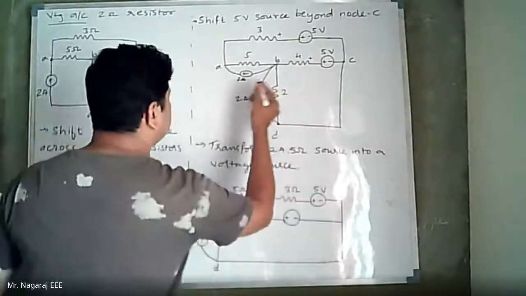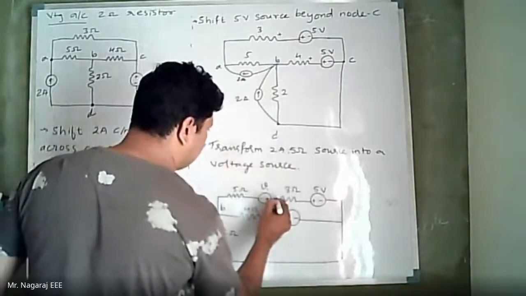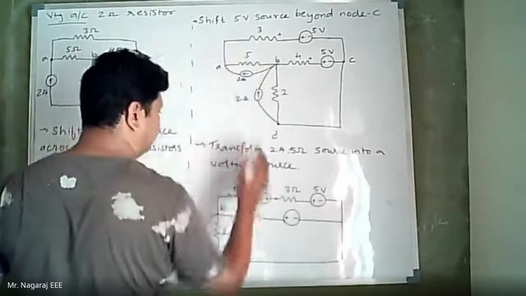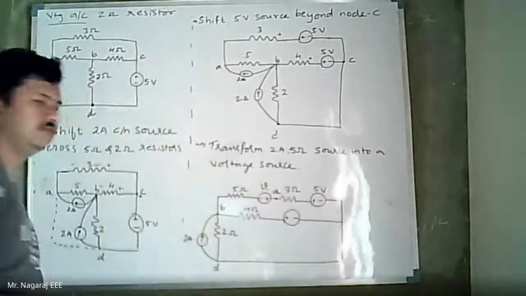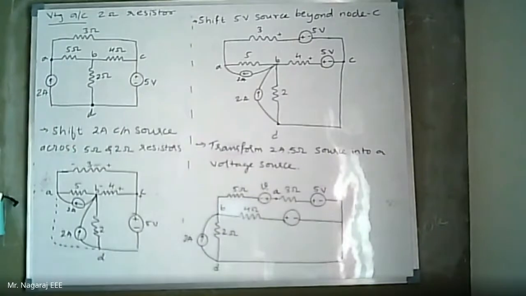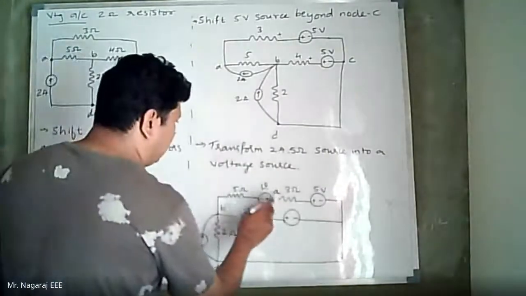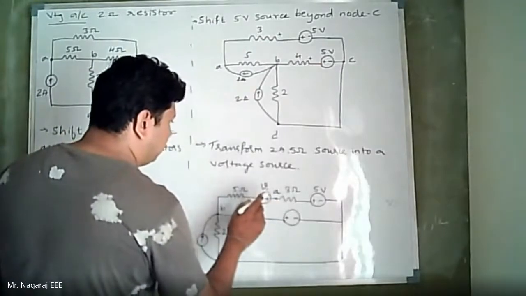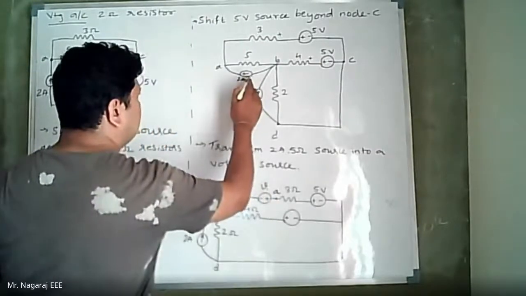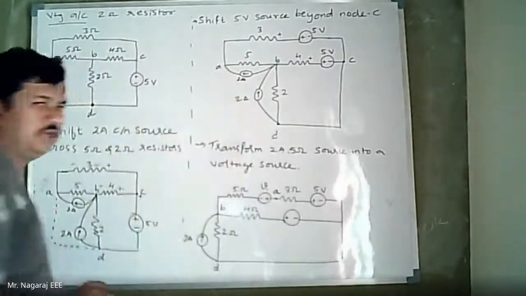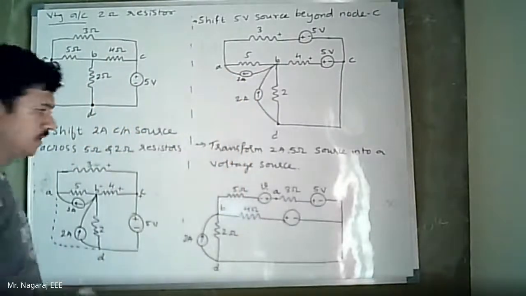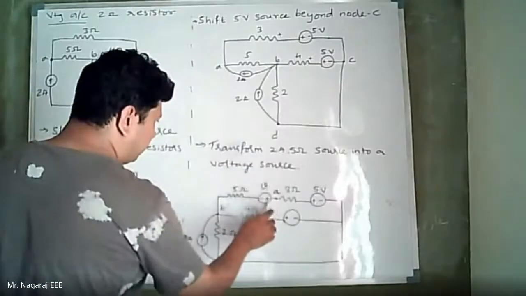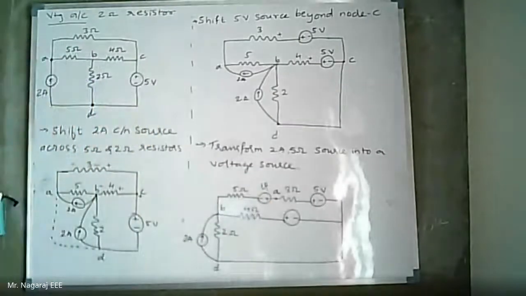Now here this is node A. Node A is connected with 3 ohm. This is node point A. Now I cannot call it a node, I can call it a terminal. Here the direction of current is towards terminal A, or node A, in the previous circuit. Therefore, the positive direction of the voltage source will be towards terminal A, or node A. That has to be maintained.